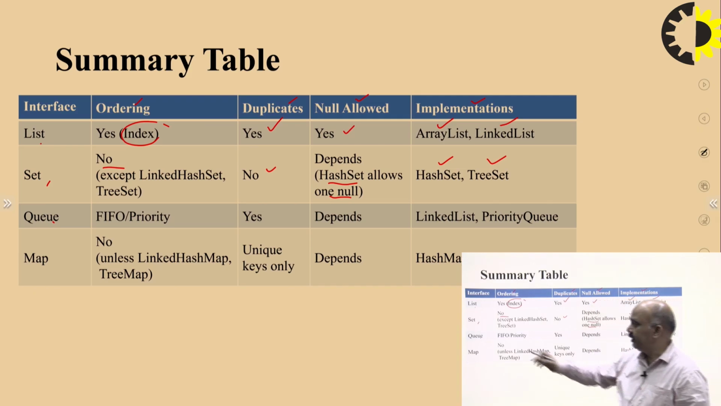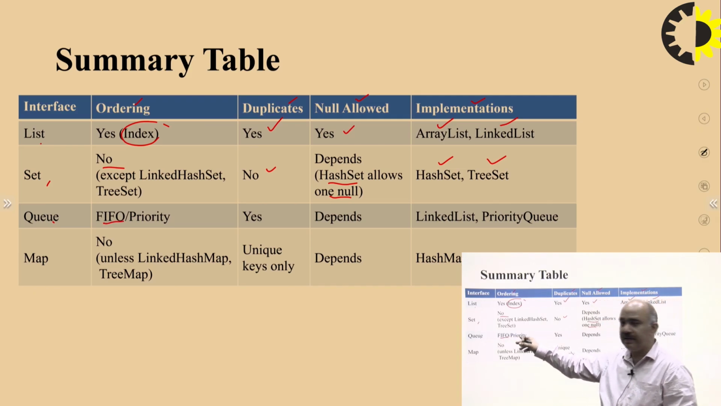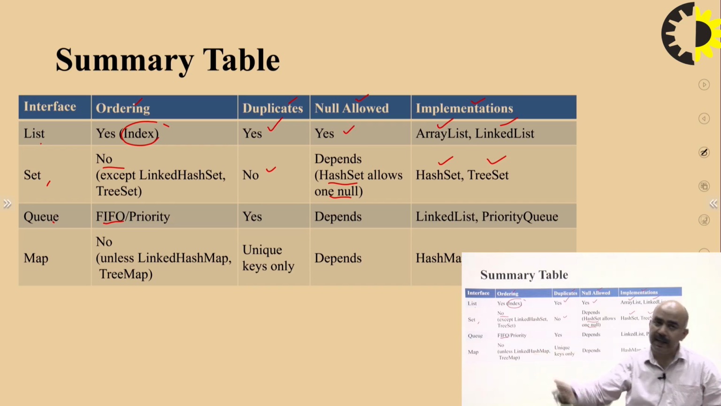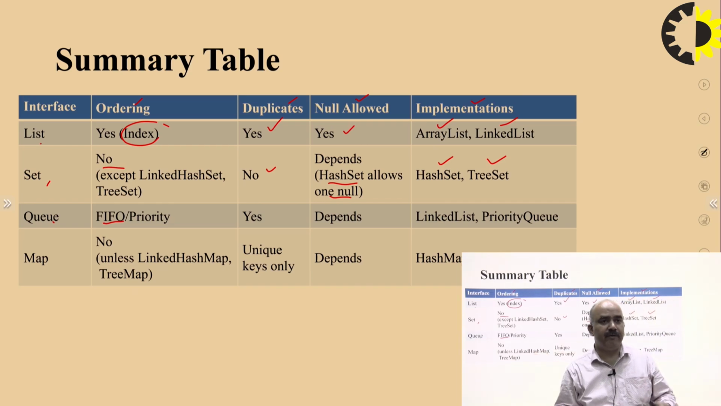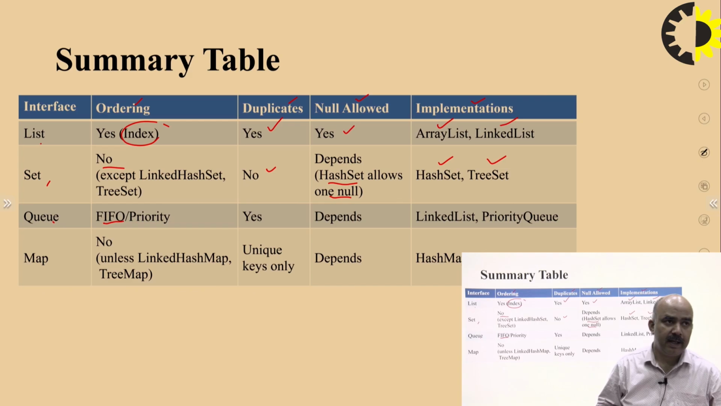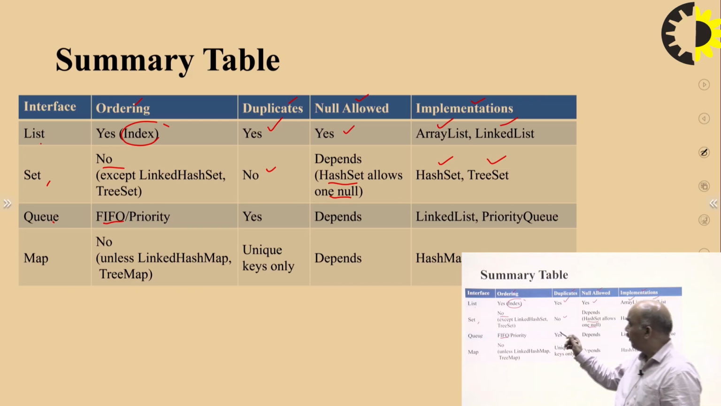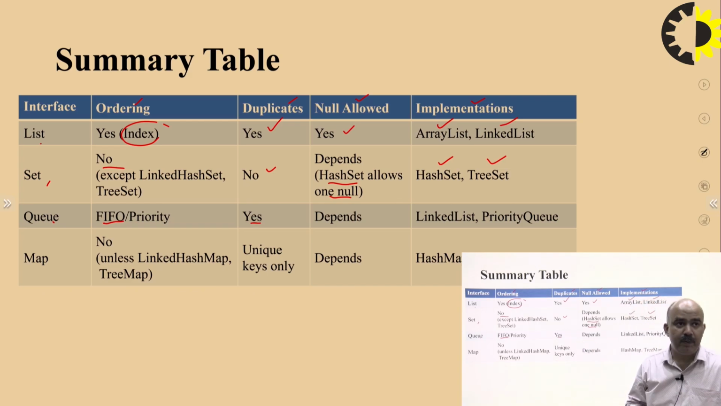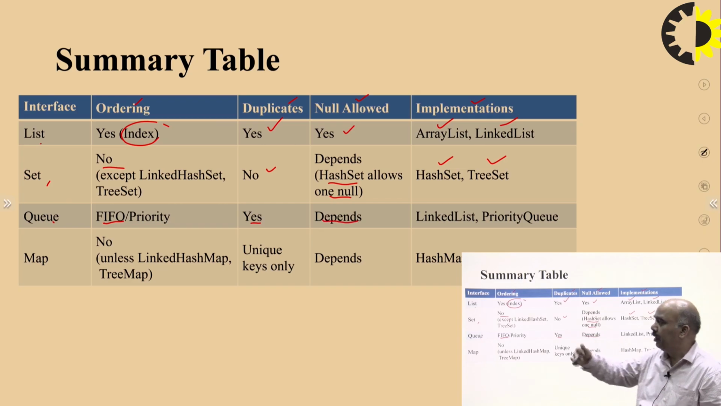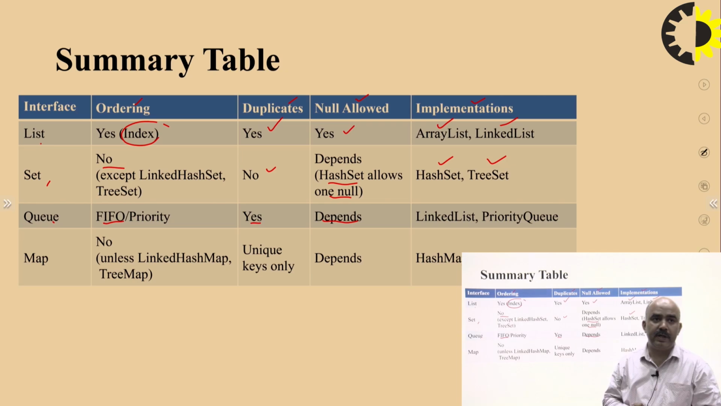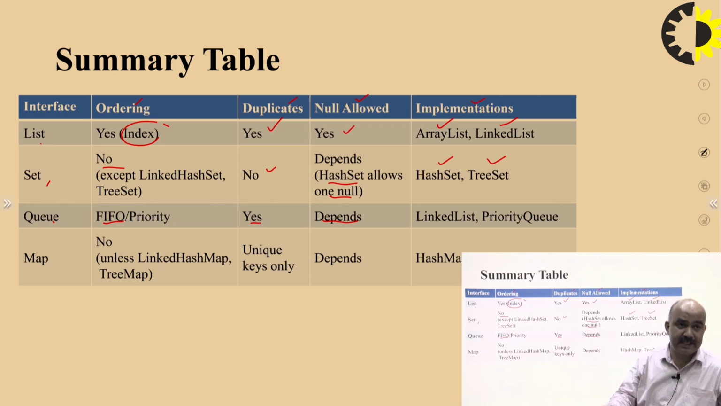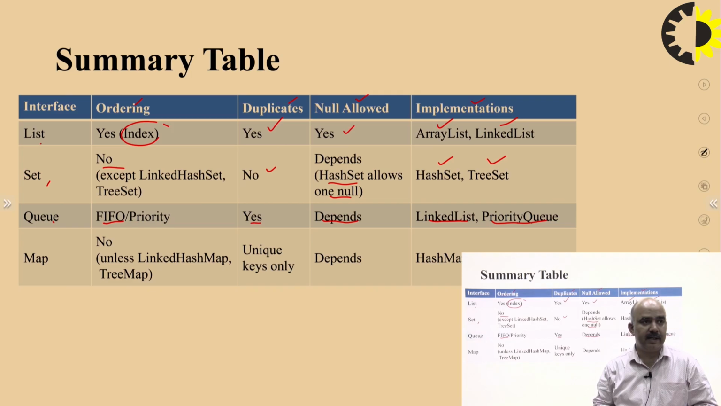The Queue is another interface which we use. Ordering is done with the help of first in first out or on a priority basis, where priority has to be defined. Yes, we can have duplicate values. Null values depend on what kind of queue we use for the application. We can implement it with LinkedList and PriorityQueue.